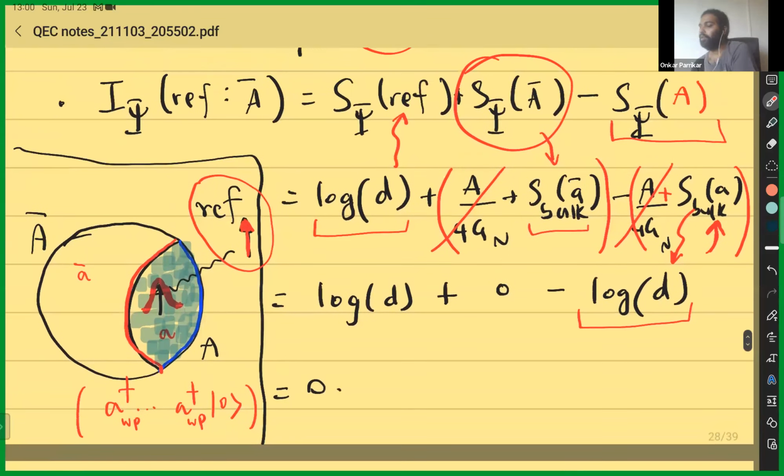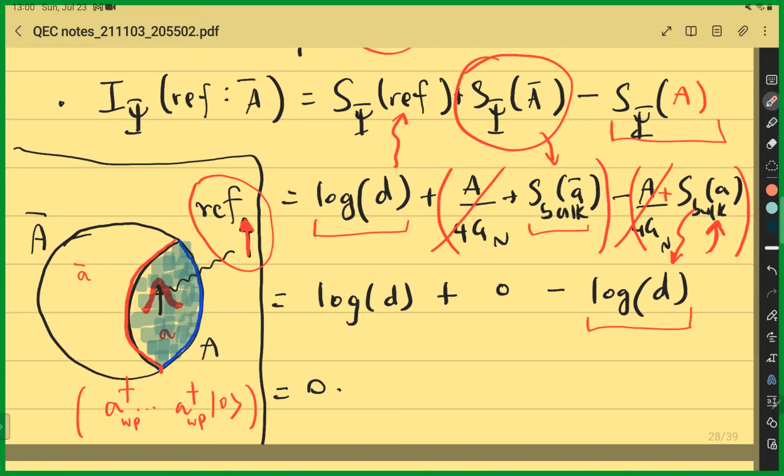Okay, good. Sorry, Onkar, to slow you down. No, go on. I think you already probably addressed this question. The difference between S bulk of A bar and S bulk of A, you say that's log of D, where D is the number of quanta, the wave packets that you have constructed. Is it how many A daggers there are? Yes. How do I know this result?